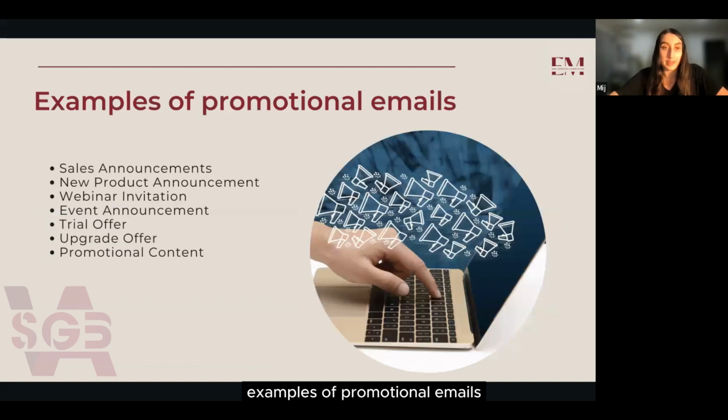Examples of promotional emails: we have sales announcements, obviously. We have new product announcements, some product that you've launched, right? I'm sure everybody's familiar with Rare Beauty, the celebrity brand. They always announce new products, right? And we know that they do it mostly on social media, but if you join their list, they're also doing it through email marketing. They are announcing the new products.